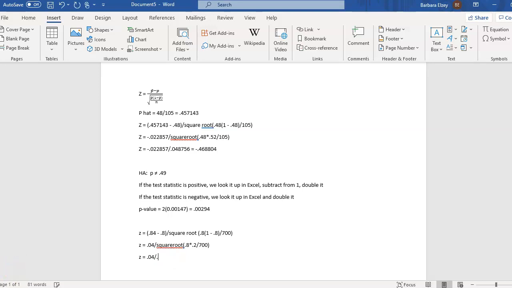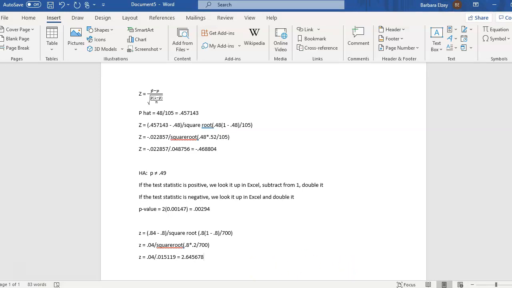And that gives me 0.015119. And I'll go ahead and do that last division, 0.04 divided by that number. And we get 2.645678. And let me just double check as I said that. Okay. Now let's put that into Excel to get our p-value.